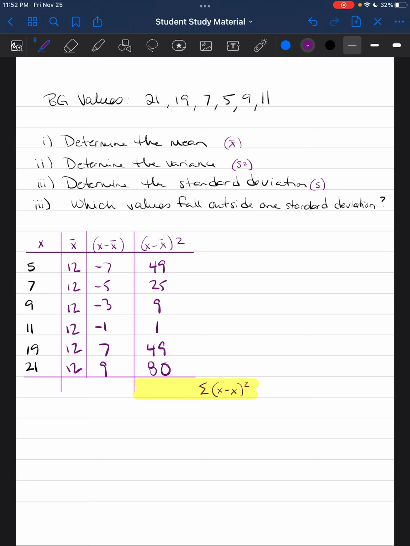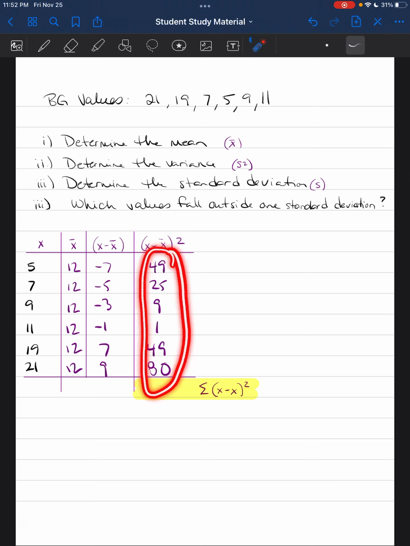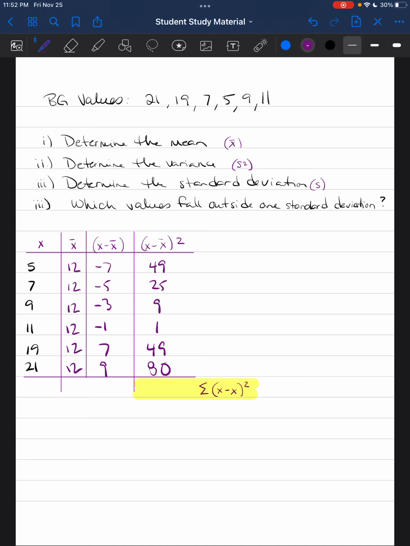The next step is to find the sum of the square of the variation. It sounds fancy, but all we're going to do is add the values in this data set, which is the square of the variation. So we go 49 plus 25 plus 9 plus 1 plus 49 plus 81, and that is going to give us 214. This is the sum of the square of the variation.